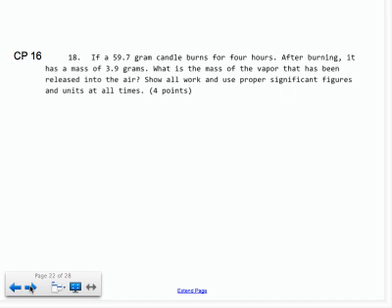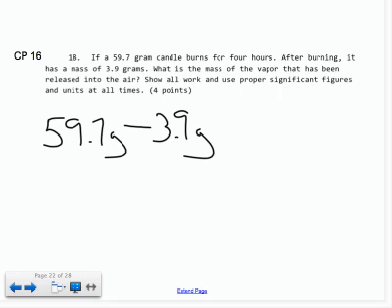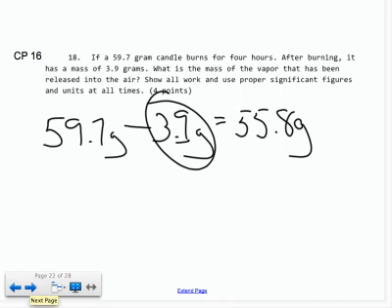If a 59.7 gram candle burns for 4 hours, and after burning it has a mass of 3.9 grams, what is the mass of vapor that's been released into the air? Show your work. Okay, so this is another conservation of mass problem. 59.7 grams is the starting mass. The final mass is 3.9 grams, which means that's the solid that remains. Which means that the vapor is the difference between these two, and that comes out to 55.8 grams. And since both numbers have 1 decimal point, you can leave that decimal point there. This is subtraction, so you keep the fewest number of decimal places.